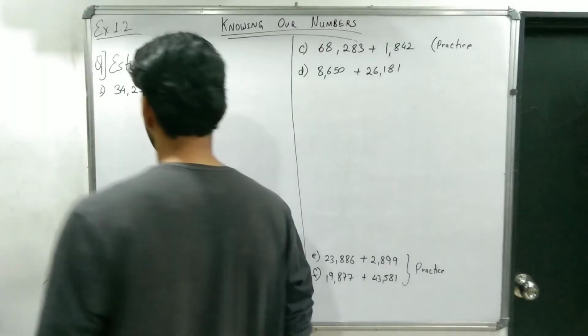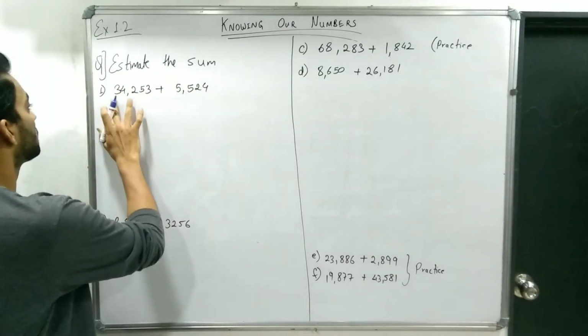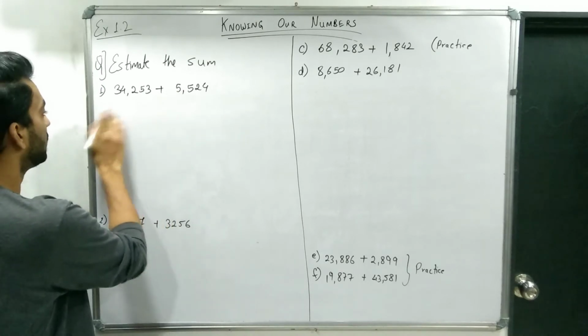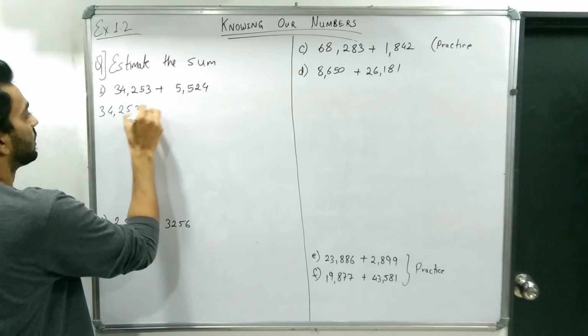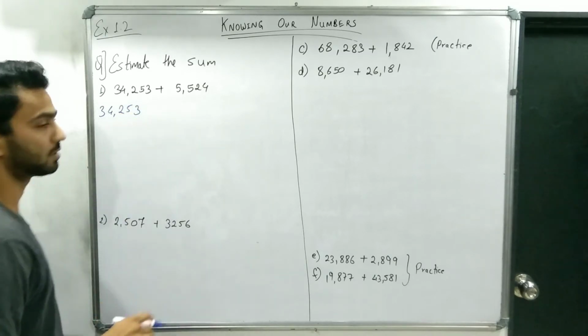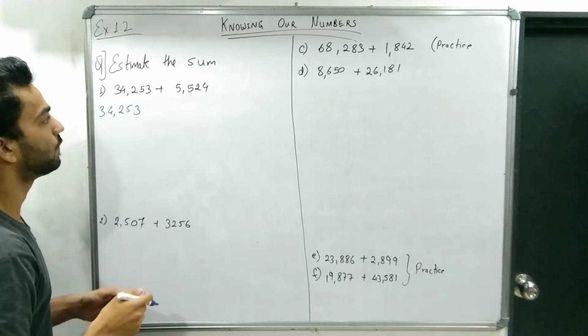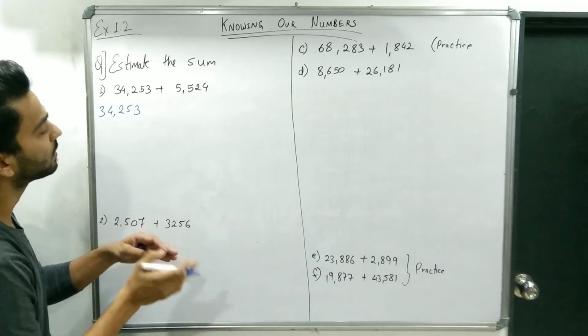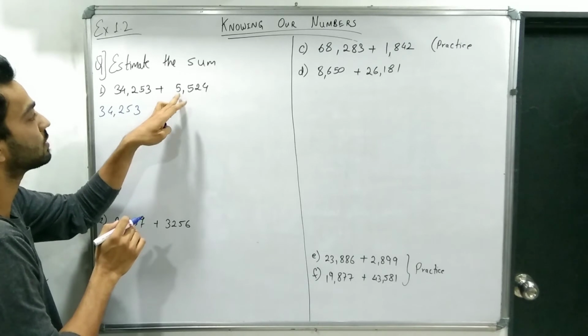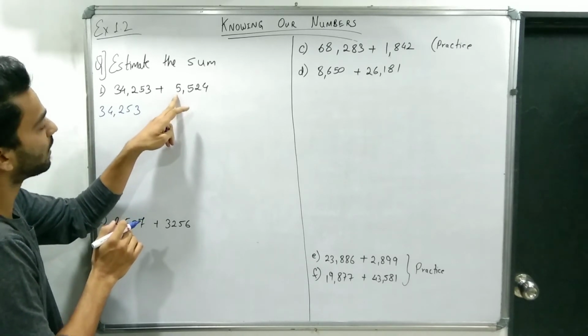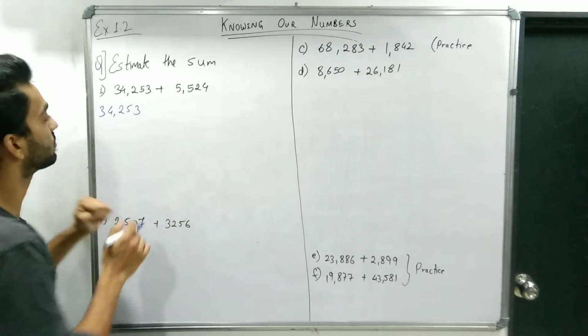So no change in 3, and the rest of the digits will become 0. Estimating the sum. This is a 5-digit number, this is a 4-digit number. As we have seen, if the number of digits are different, we take the smaller one and the highest place value of that number. The smaller is this, and its highest place value is 1000. So we have to round off both the numbers to the thousands place.